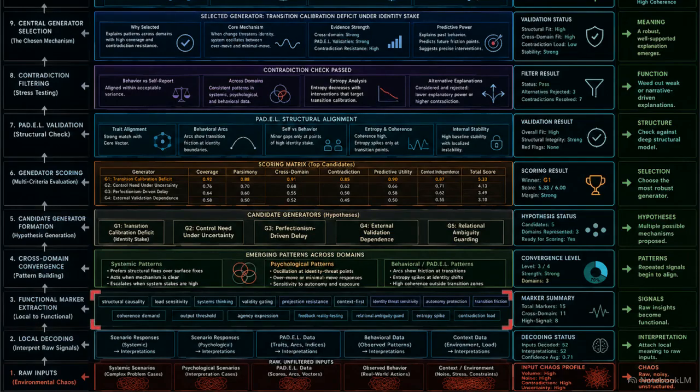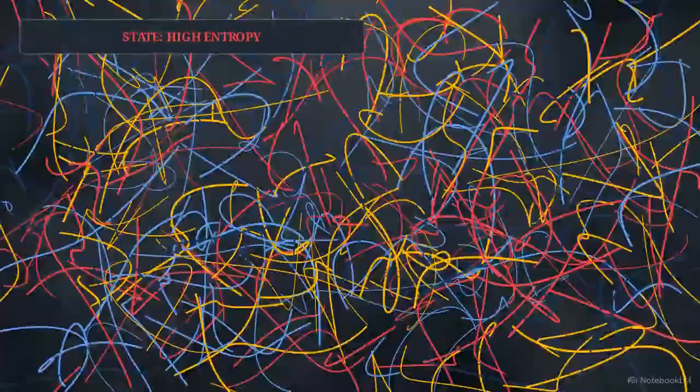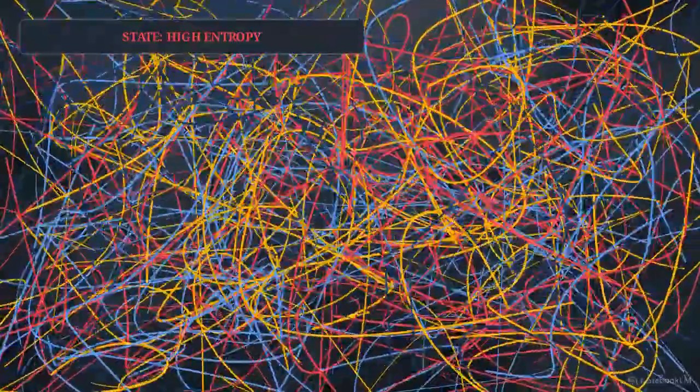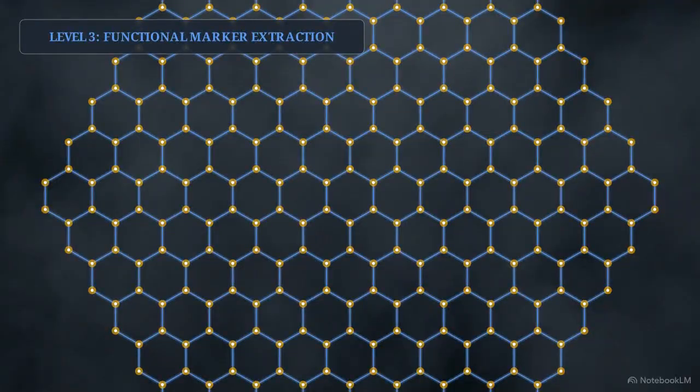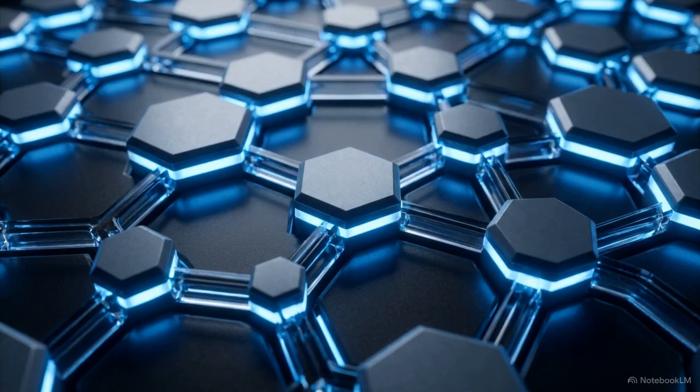The architecture is now attaching localized markers to these signals, beginning the transition from raw noise to functional information. This is a mathematical transformation. Isolated, erratic signals are being integrated, snapping into a rigid and perfectly spaced hexagonal grid. This grid enables level 4, cross-domain convergence.